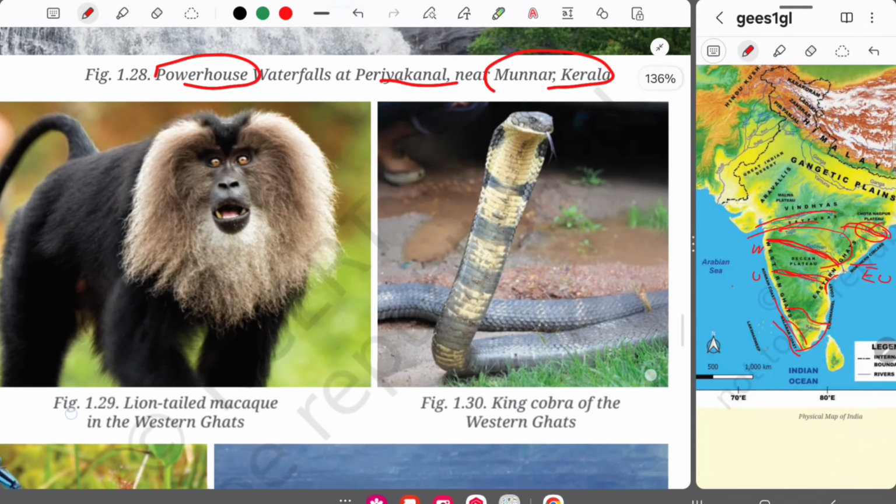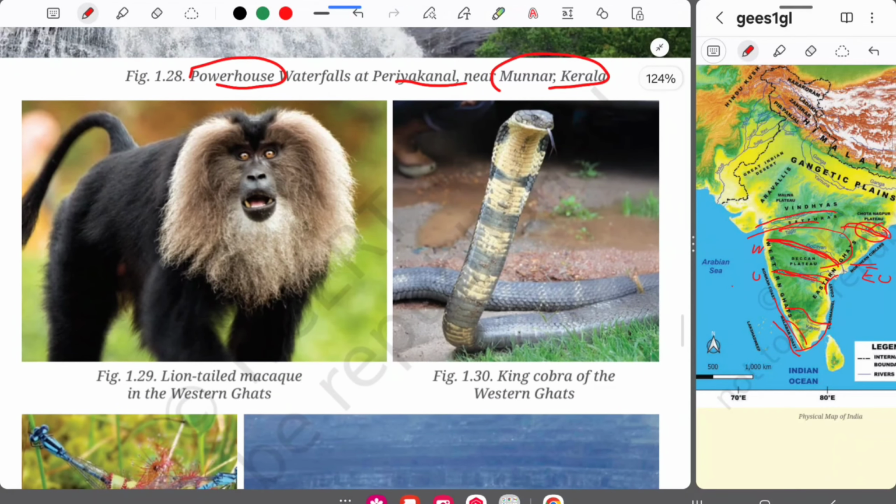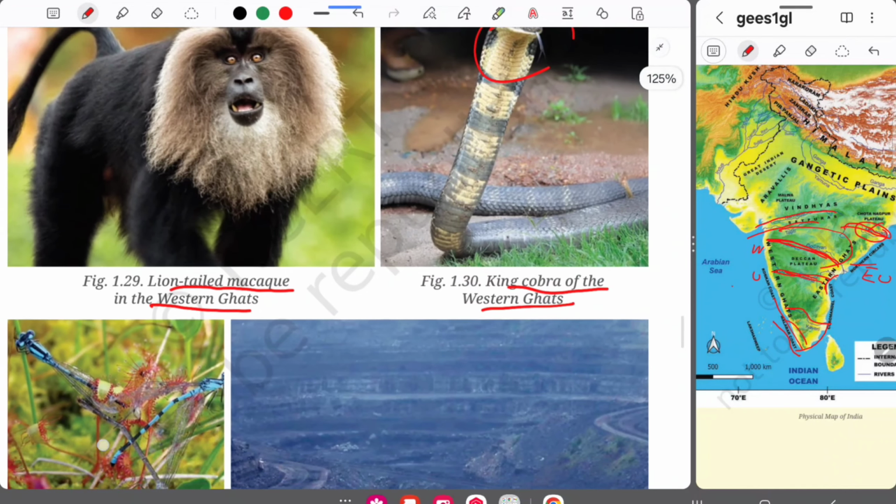And there are some other images. Let us see. Which are found in the Western Ghats. Okay, this is the lion-tailed macaque in the Western Ghats. See, it looks like it is named after the lion. Lion-tailed macaque, in the Western Ghats. And this is the king cobra of the Western Ghats. This image is the king cobra. Okay, and we have further images.